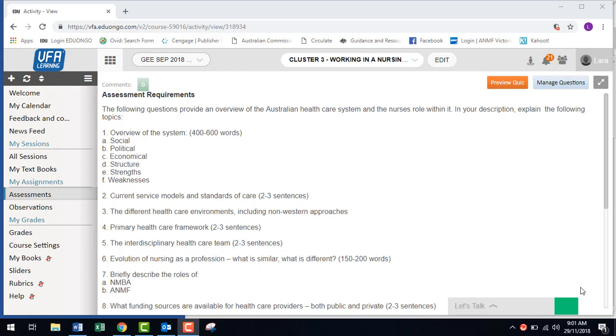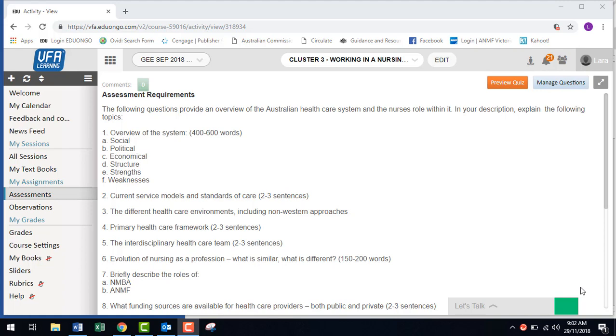Then in D, we want you to talk about the structure. The structure talks about the primary, secondary and tertiary aspects of the healthcare system. And then we want you to, in your own words, talk about the strengths and the weaknesses of all of the above, of the social, political, economic, and the overall structure of the system. Okay? So we want to know what your opinion is with the strengths and weaknesses.